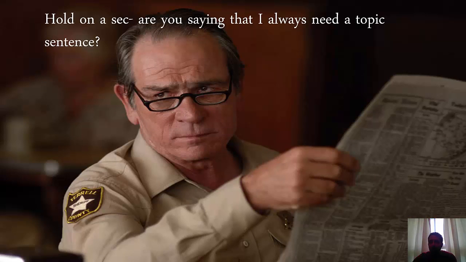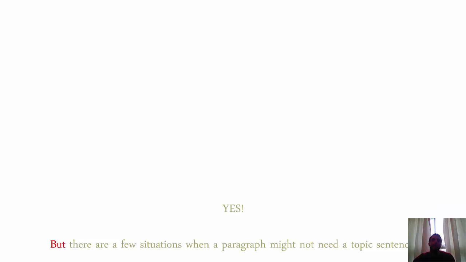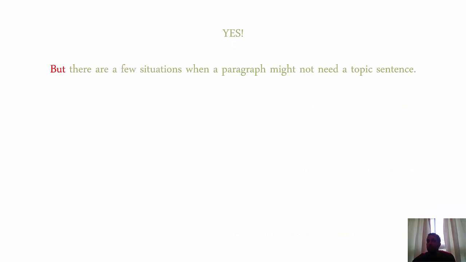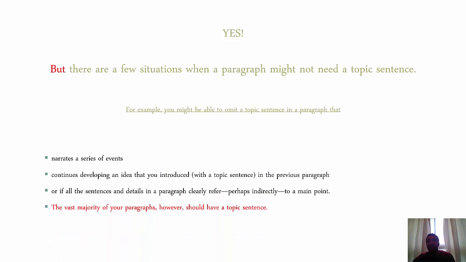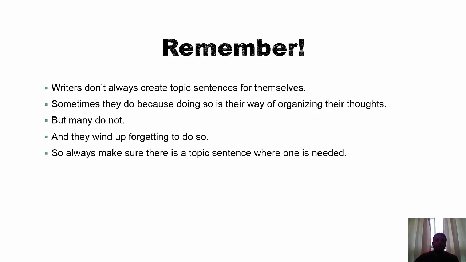So am I saying that you always need a topic sentence for every single paragraph? Yes, but there are a few situations where you might not need one. For example, if you were narrating a series of events or using a paragraph in order to build on a previous paragraph. It's not true that each paragraph is its own separate point. There are lots of types of writing where that is true, but sometimes a paragraph is there to continue the point made in a previous paragraph. The vast majority of paragraphs, however, should probably have a topic sentence.